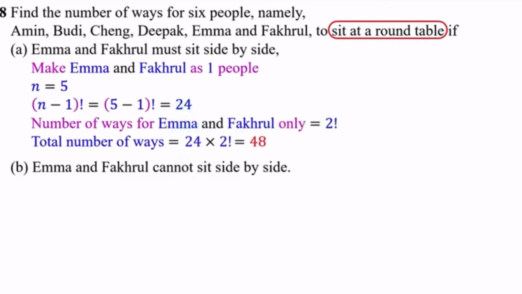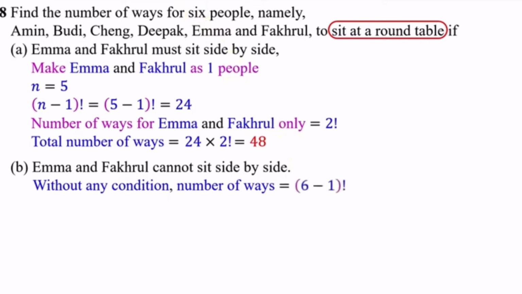For B, Emma and Fakru cannot sit side by side. Cannot sit side by side. So we have found out that Emma and Fakru must sit side by side. So in this case, we can use the number of ways of arranging the 6 people, which is 6 minus 1 factorial, because they still sit at a round table.